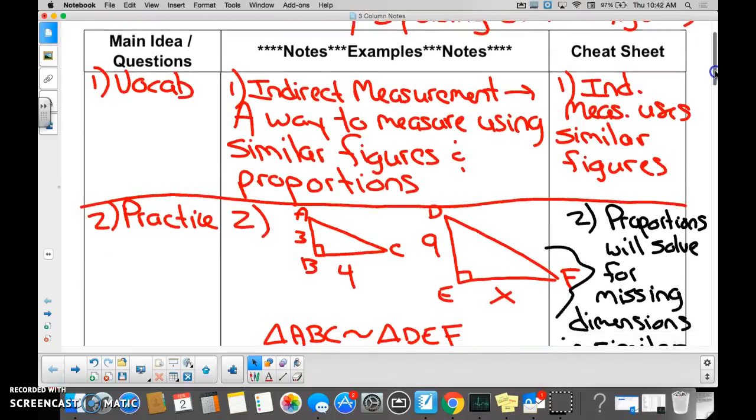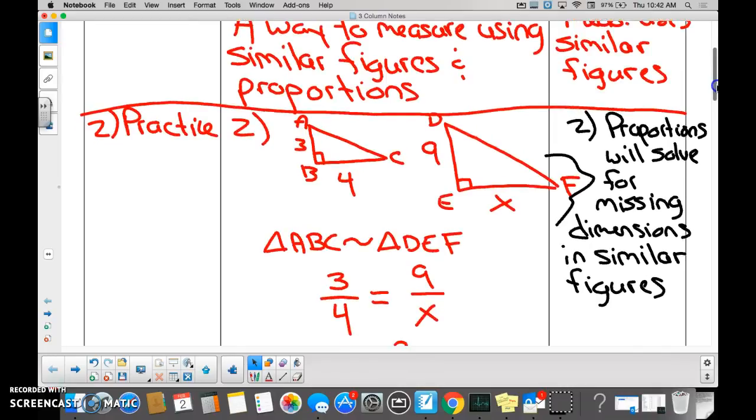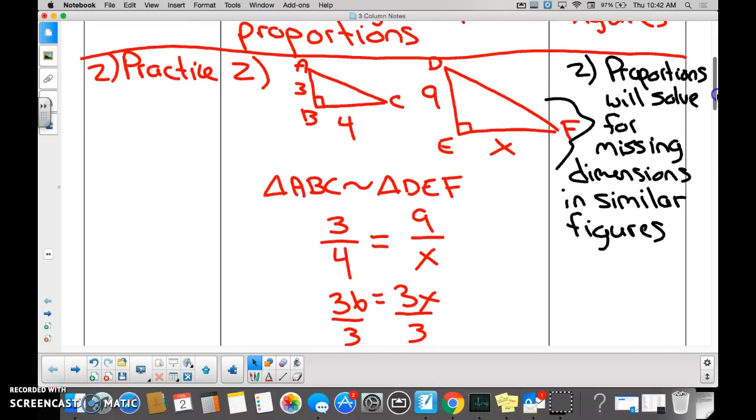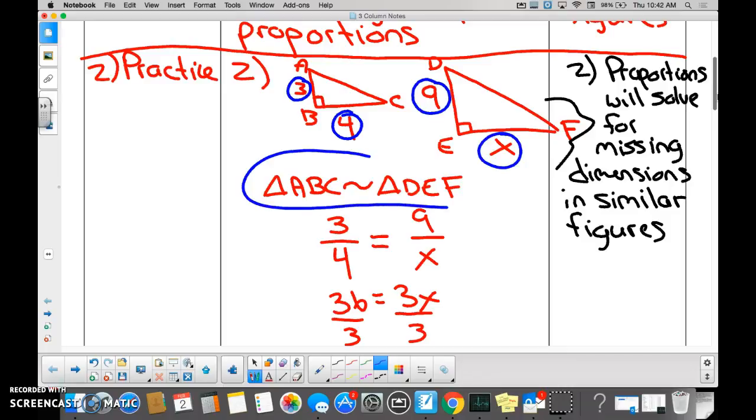So we're going to skip over the vocab, which I basically just talked about, and give you an example of what that looks like in practice. Number 2, you are given 2 side lengths on a triangle. You are given 1 side length and a missing side length on another triangle. If you did not have this information right here, could you do anything? No. But since I told you that triangle ABC is similar, make sure you remember that that means similar.